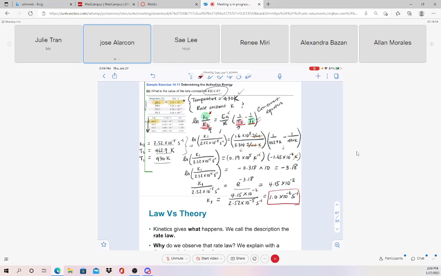Dr. Lee, can you go to the last line starting with K1? Can you go up that one last line? How did you get there? Here, natural log of x. I know how you got there from the natural log, and then you just did simple arithmetic. Then I got kind of lost when you got rid of the natural log.